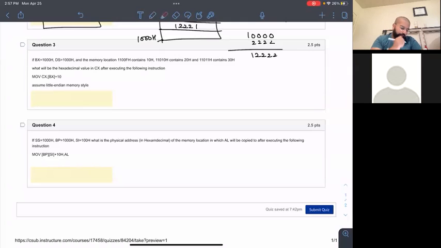Okay, next question. So we have BX, we have the data segment. Then we know at this memory location we have 10H, at this memory location we have 20, and at this memory location the value of 30 is saved. What will be the hexadecimal value of CX after executing the following instruction?